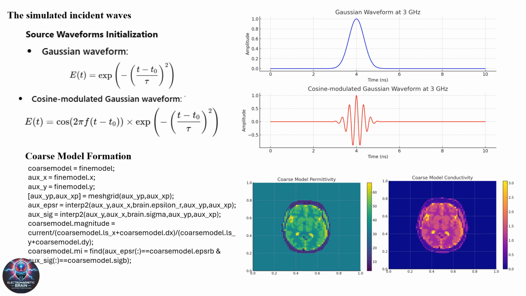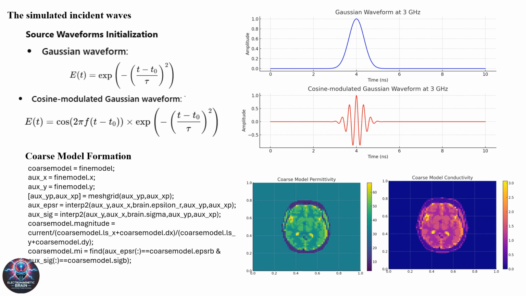The second type of waveform is the cosine modulated Gaussian waveform. This is essentially a Gaussian waveform modulated by a cosine function. The cosine term introduces oscillations, which modulate the Gaussian envelope. This can be seen in the bottom right plot, which also shows a waveform at 3 GHz. Unlike the pure Gaussian waveform, the cosine modulated version oscillates about zero, showing a more complex structure with alternating positive and negative amplitudes. These oscillations gradually fade out as the envelope decays, forming the typical behavior of a modulated Gaussian pulse.